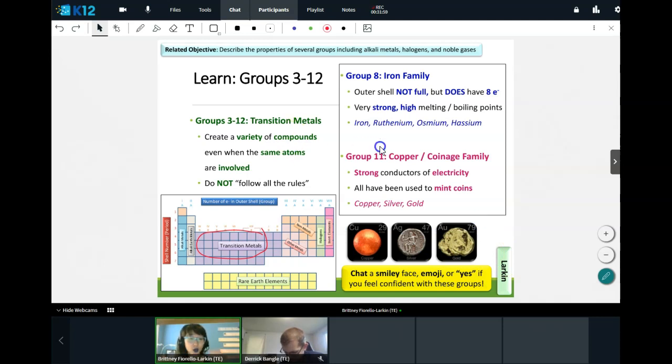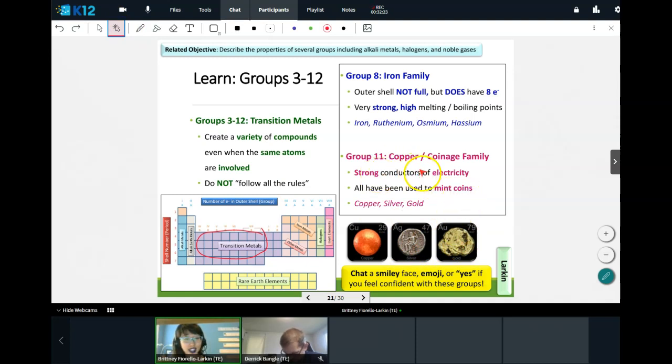Awesome. Now the other group I want to talk about in the transition metals is group 11, which you can see right here. Group 11 is also called the copper or the coinage family, because they've all been used to make coins throughout history. You can see some examples down here. Copper, silver, and gold have all been used to make coins. That's also called minting coins.